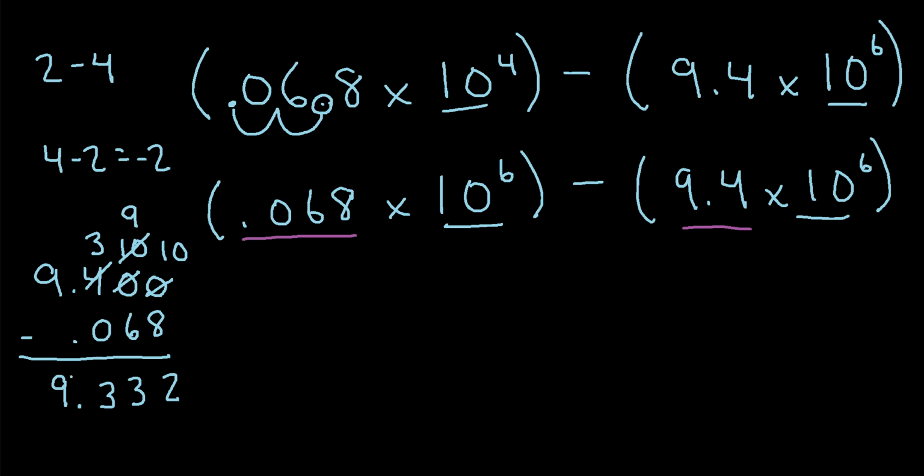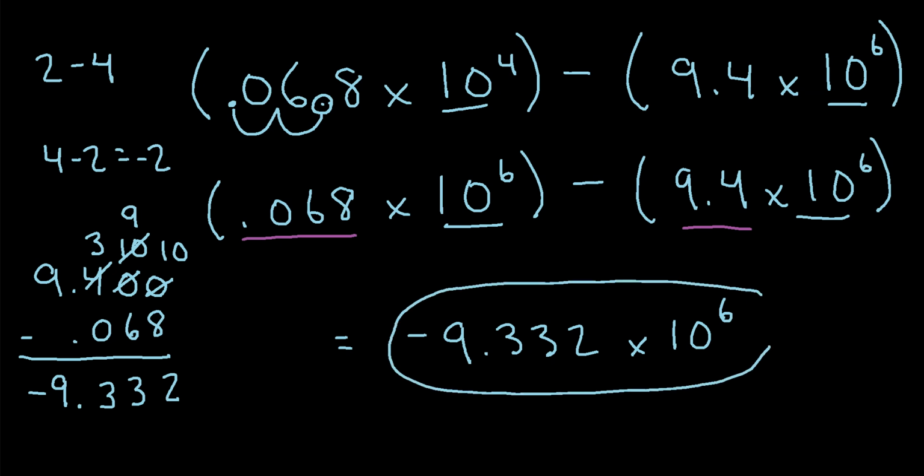And we'll just flip the sign. Instead of a positive answer, let's make this negative. So our final answer on this one is going to be negative 9.332 times 10 to the power that they have in common, which we said was a 6. So times 10 to the 6th. So that is our final answer on this one.